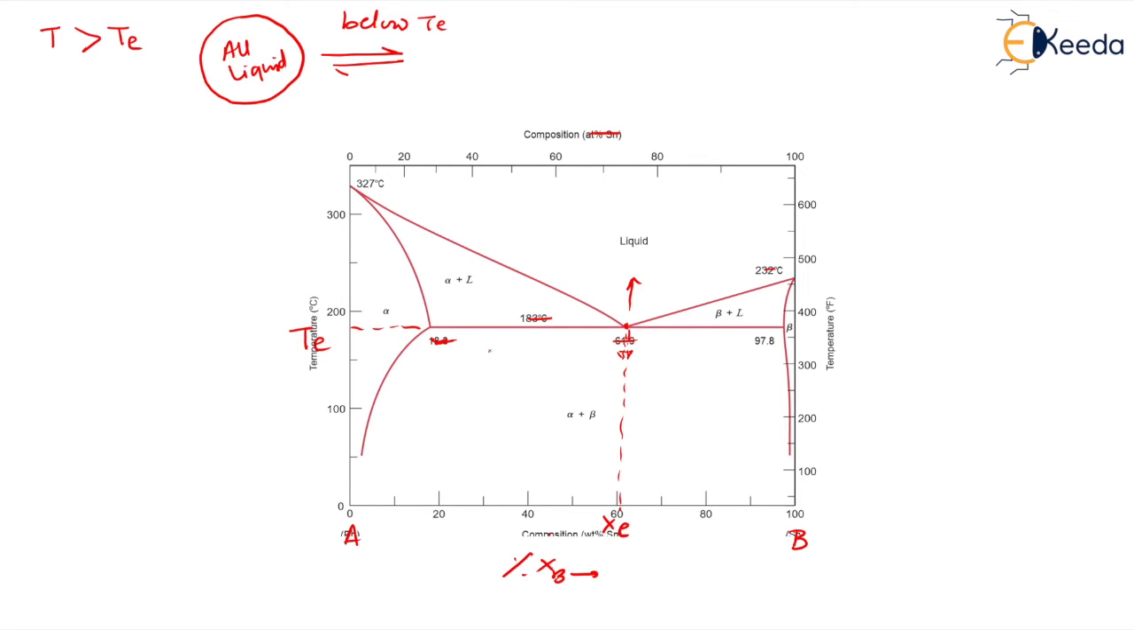So dear students, as soon as we cool this liquid below this Te, what are we going to see? There will be the nucleation of either alpha or beta. Here, alpha is reaching A, whereas beta is reaching B, isn't it? That is, in this region alpha is reaching A but is poor in B, and here beta is reaching B but is poor in A, isn't it?